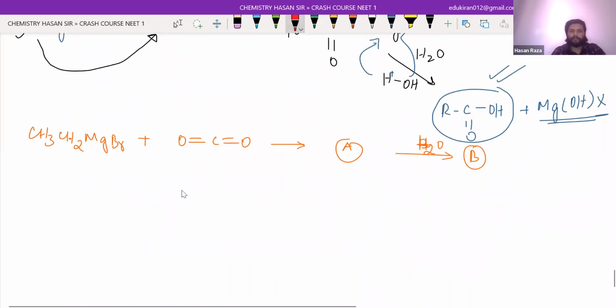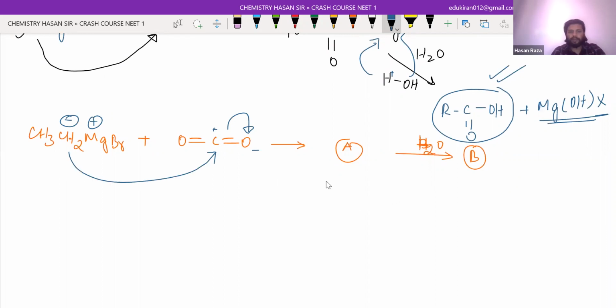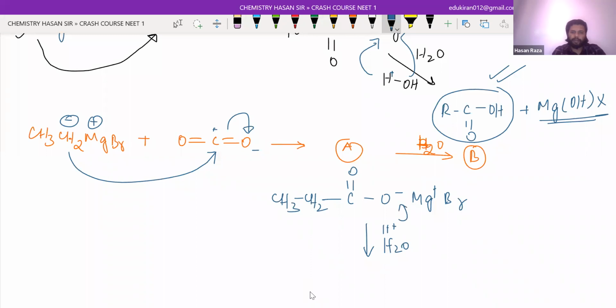So see what will happen. I'm going to explain it to you. This will have negative, this will have positive charge, and you are going to move to this side. So this will be attacking on this side. So CO negative it becomes, and double bond O is there, and this is attacking on this. So this will be CH2, CH2. And Mg plus also comes here with Br. And after doing hydrolysis, you know that H plus will be going with this, and you will be getting propanoic acid, isn't it? Easy. Please do let me know.